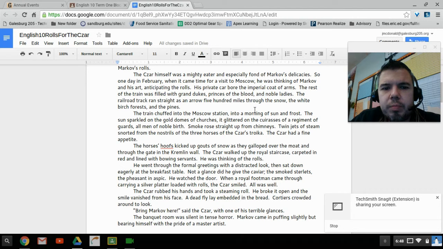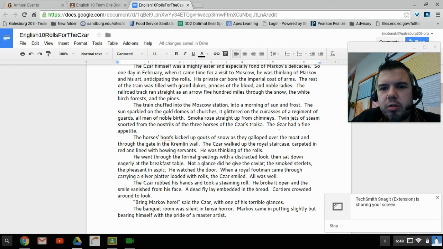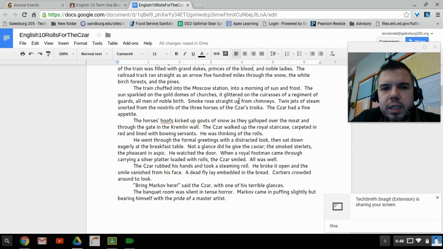The sun sparkled on the gold domes of churches. It glared on the cuirasses of a regiment of guards, all men of noble birth. Smoke rose straight up from the chimneys. Twin jets of steam snorted from the nostrils of the three horses of the Tsar's troika. The Tsar had a fine appetite. The horses' hooves kicked up gouts of snow as they galloped over the moat and through the gate in the Kremlin wall. The Tsar walked up the royal staircase, carpeted in red and lined with bowing servants.